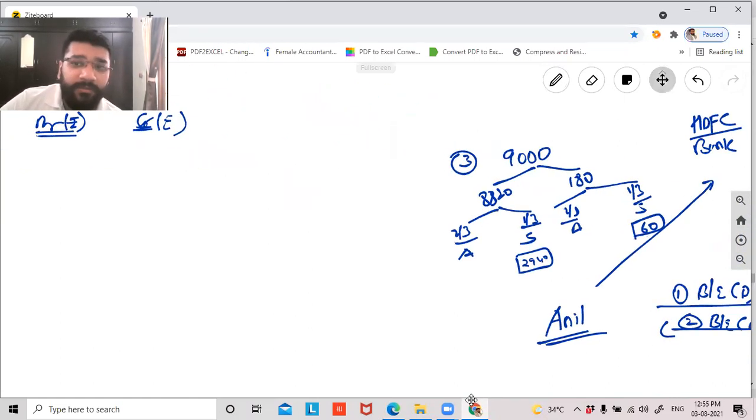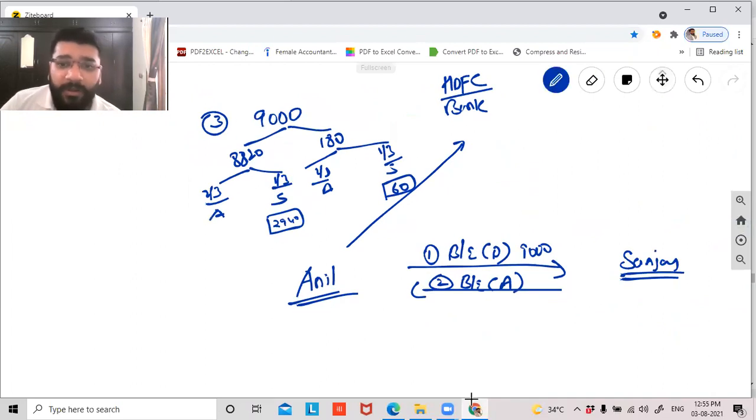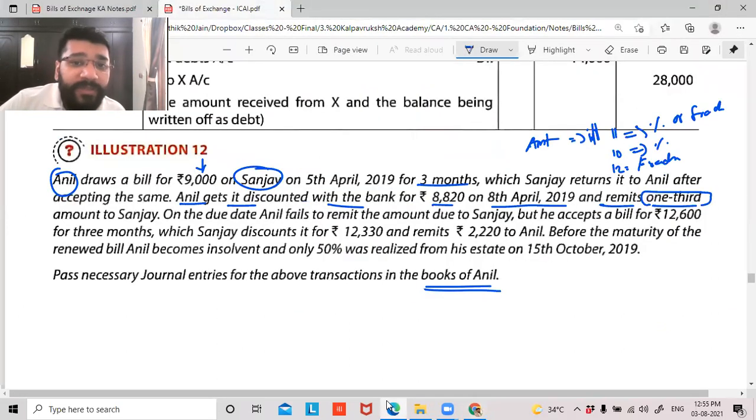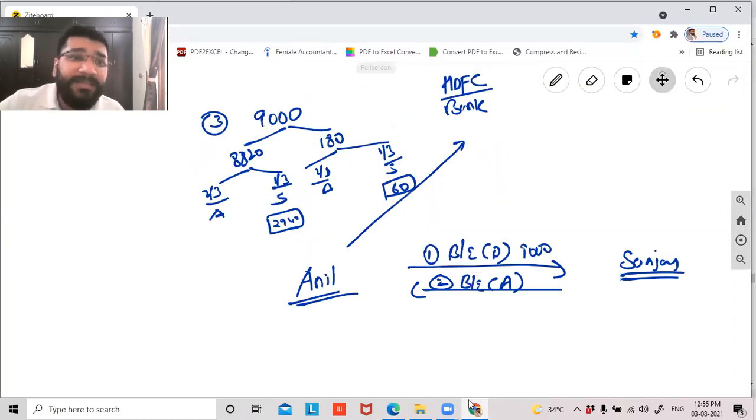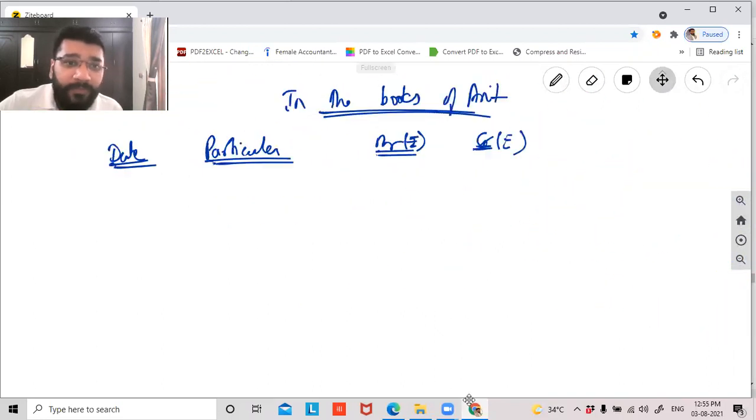If I look at the diagram, in the first step, Anil is sending the bill to Sanjay. For sending the bill, we don't record any transaction in the books of accounts. We record when the bill is accepted. Sanjay is accepting the bill and giving it back to Anil, on the same date. On 5th of April, the bill is accepted and returned back to Anil.